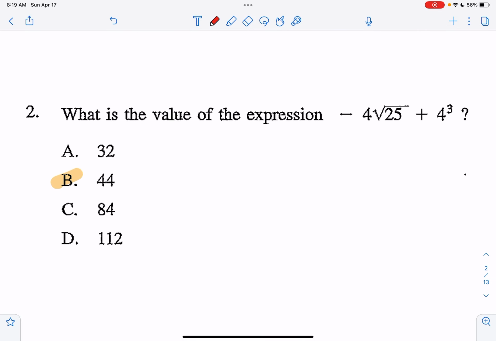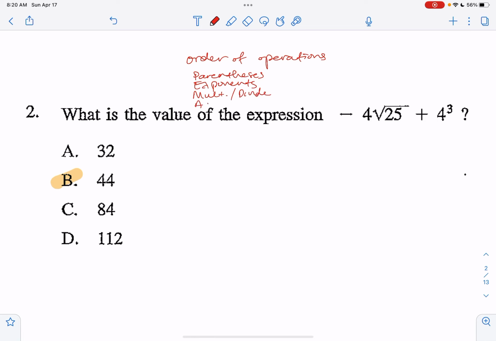Next for number 2, you need to find what is the value of the expression negative 4 times the square root of 25 plus 4 cubed. So here, if you have multiple operations, you have to do the order of operations, which is parentheses first, then exponents, multiply and divide, and then add and subtract. And you could use a mnemonic, please excuse my dear Aunt Sally. And that's going to help you remember the order of operations.